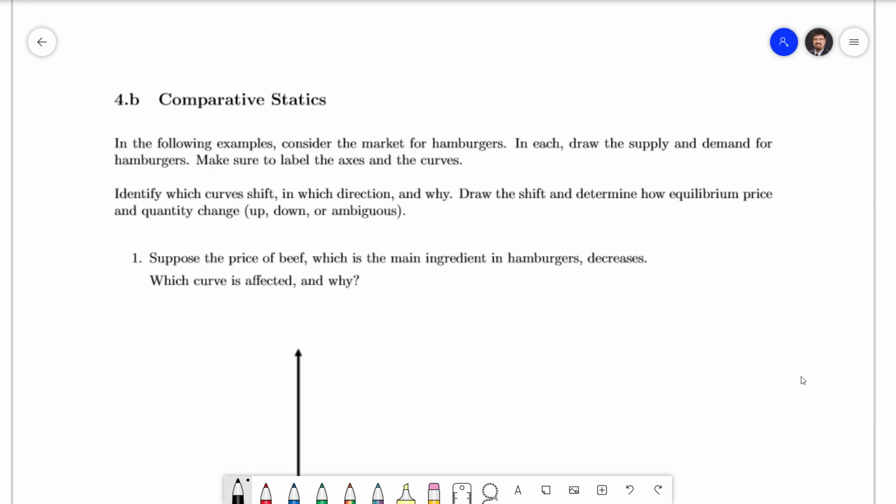In this video, I'm going to go through a few exercises on comparative statics. Throughout these exercises, we're going to think about the market for hamburgers, and then for each of those, go through the comparative statics process by identifying which curves shift, which direction, and the reason for that, and then we're going to draw this out to figure out what will be the overall effects on the equilibrium.